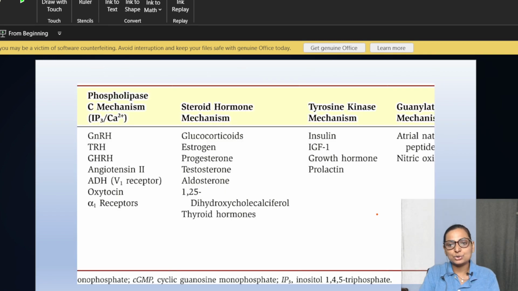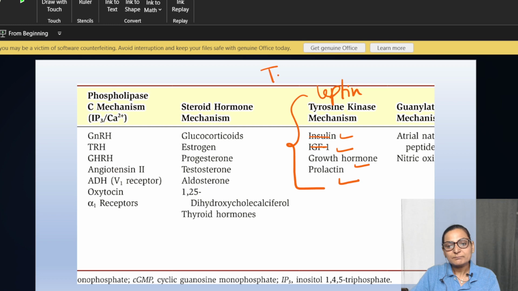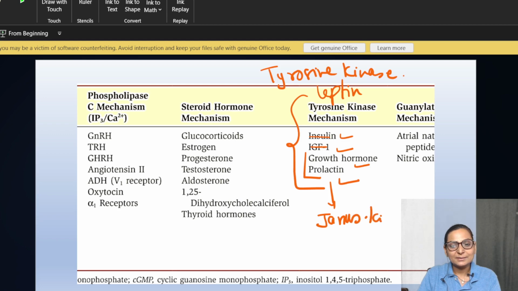Now which are those hormones? So these come as your 2D, which is insulin-like growth factor, growth hormone and prolactin, out of which insulin-like growth factor and even your leptin, they are using tyrosine kinase. Whereas growth hormone and prolactin are using Janus kinase, that is JAK-STAT.